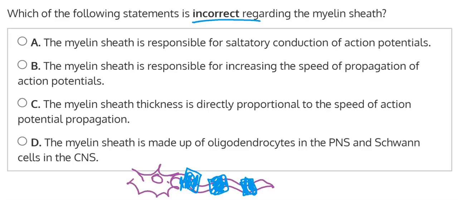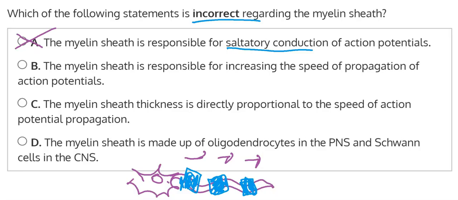It's important to note that while the myelin sheath acts like a slide, it's a process called saltatory conduction, which is listed in option A. This refers to the action potential jumping between the gaps, called the nodes of Ranvier. So this speed up process as the message goes through the myelin sheath is the saltatory conduction. Option A looks correct, but we're looking for the incorrect option, so we can eliminate option A.